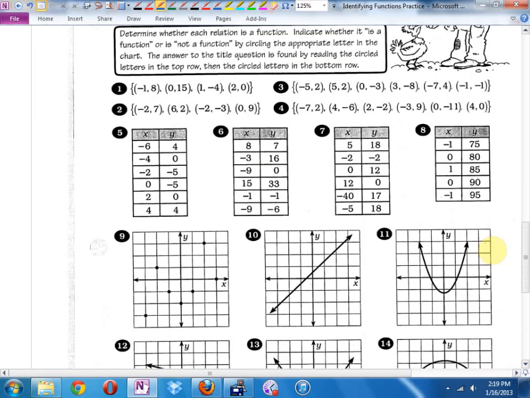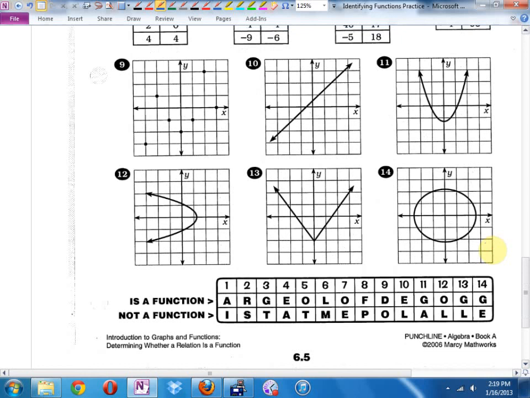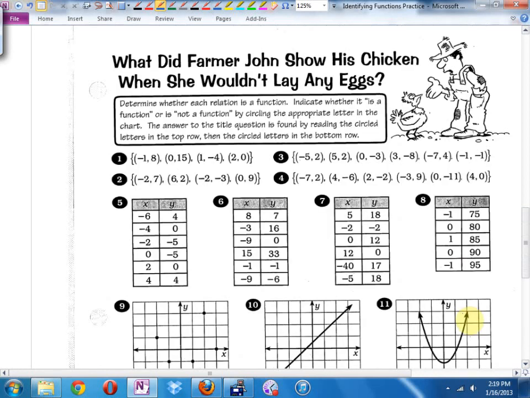So here, again, you have to decide function or not. If it is a function, for number 1, circle the letter A. If it's not a function, you'll circle the letter I. If number 13 is a function, you'll circle the letter G. If it's not a function, you'll circle the letter L. And the answer to the title question is found by reading the circled letters in the top row, then reading the circled letters in the bottom row. You should find out, what did Farmer John show his chicken when she wouldn't lay eggs? You're all dying to know.